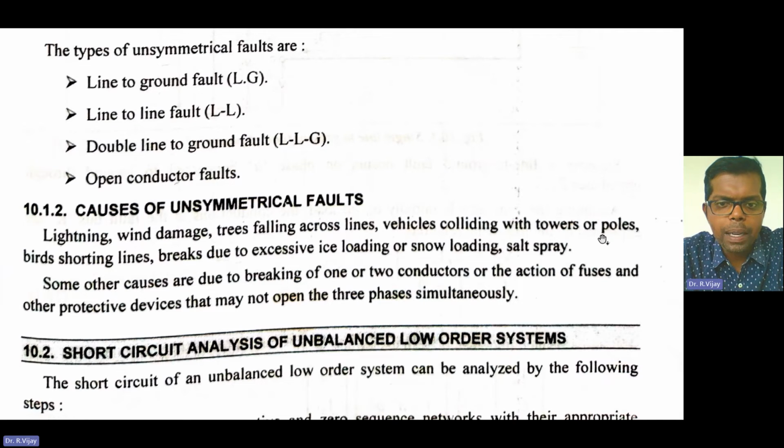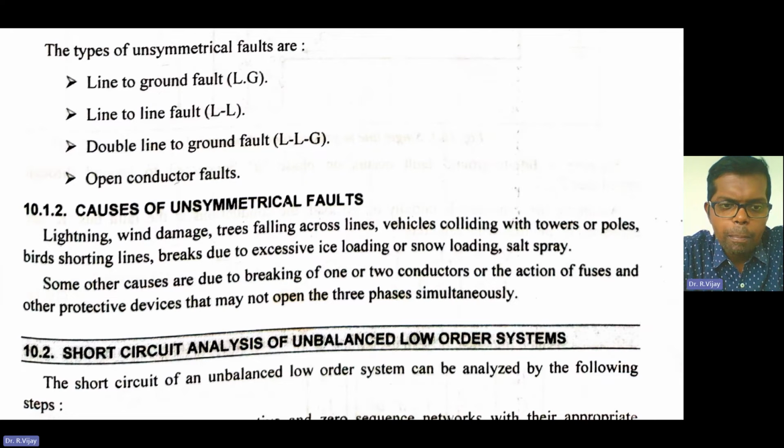At that time, due to the vehicle height, two conductors will touch for some time. Two conductors will short for some time. Immediate tripping will happen, and even though two conductors are touching, you will get, for example, two times the current in the particular line. So that is a very dangerous situation. Next, as I said, birds shorting lines. Birds might be sitting and shorting the lines, and as I said, monkeys shorting the lines.